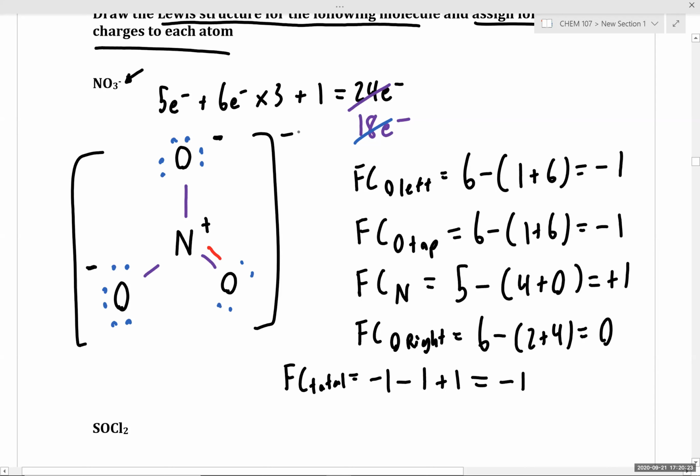Does this example make sense to everyone? So you want to make sure that the formal charges of all of your atoms, when added together, match the total charge of your molecule. Professor, how did you get the double bond? For nitrogen and oxygen? Because we need to complete the octet on nitrogen. So we converted one of our lone pairs into a double bond. Got it. Okay. Does that make sense? Yes. Perfect. Any other questions that I can address?